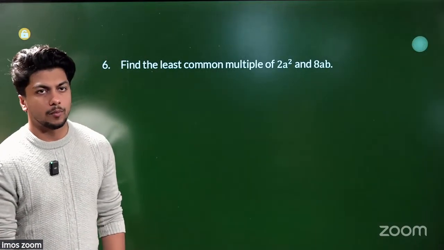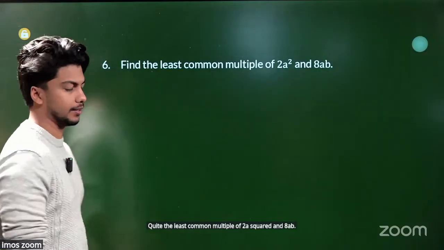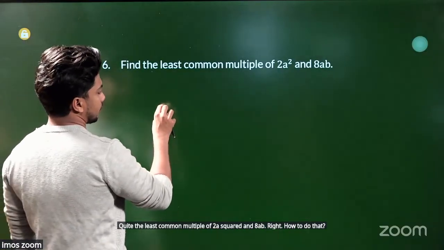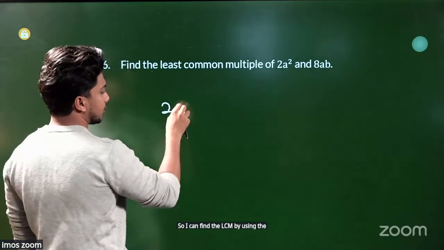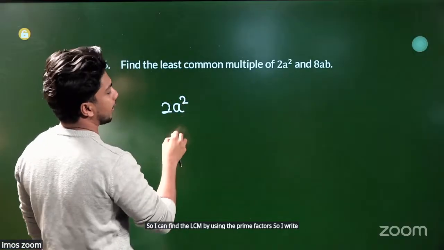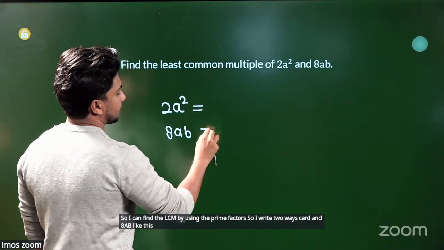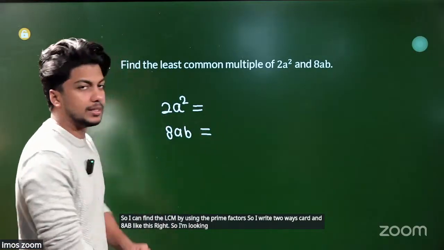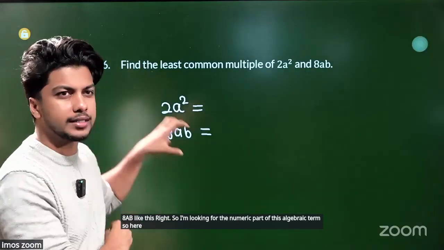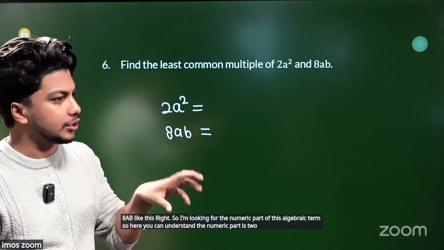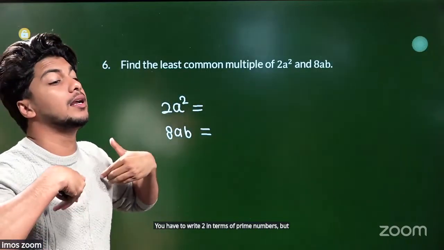Find the least common multiple of 2a squared and 8ab. Right. How to do that? So I can find the LCM by using the prime factors. So I write 2a squared and 8ab like this. Right. So I'm looking for the numeric part of this algebraic term. So here you can understand the numeric part is 2. You have to write 2 in terms of prime numbers, but 2 is already a prime number.